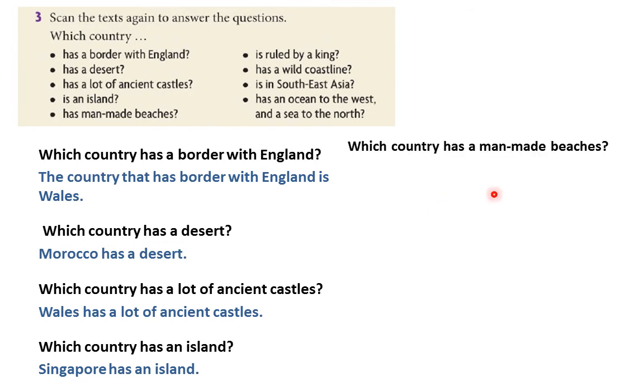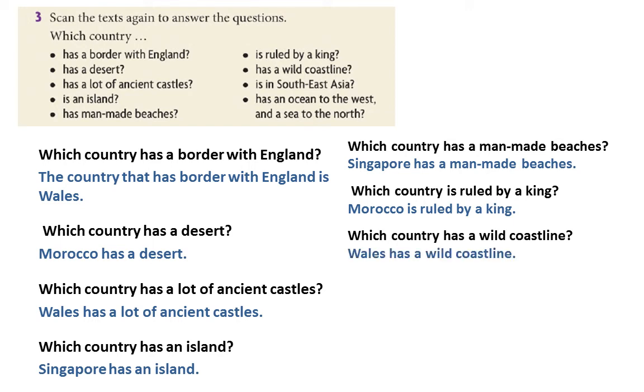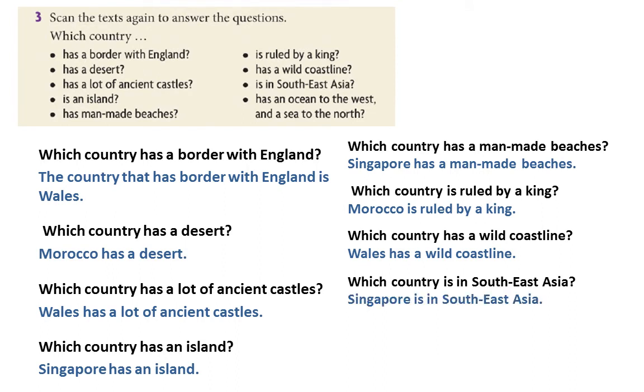Which country has man-made beaches? Again, Singapore has man-made beaches. Which country is ruled by a king? Morocco is ruled by a king. Which country has a wild coastline? Wales has a wild coastline. Which country is in Southeast Asia? It is Singapore. Singapore is in Southeast Asia.